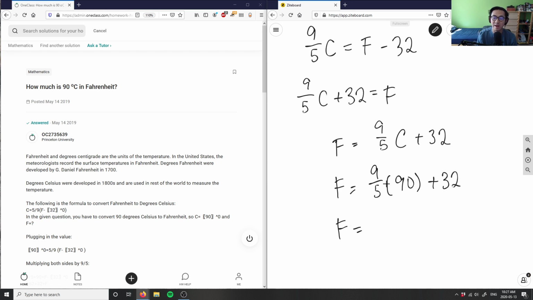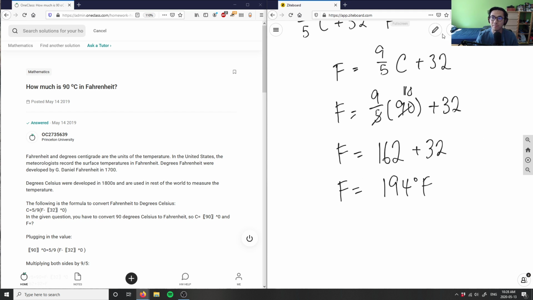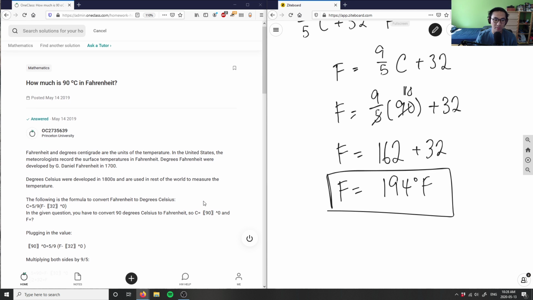F equals 9 over 5 times 90. I can cancel the 5 and divide 90 by 5, which gives me 18. Now 18 times 9 gives me 162, plus 32. So F equals 162 plus 32, which is 194. So if we convert 90 degrees Celsius, this is 194 degrees Fahrenheit.